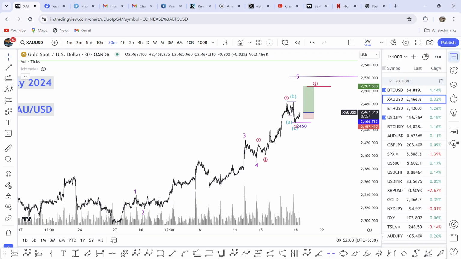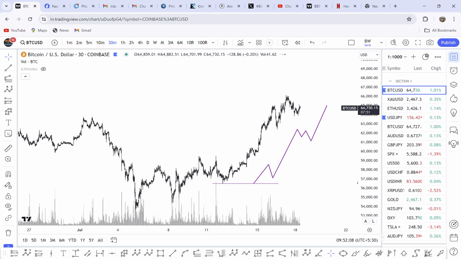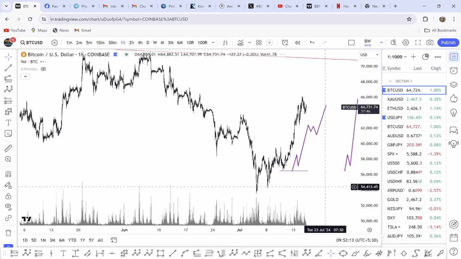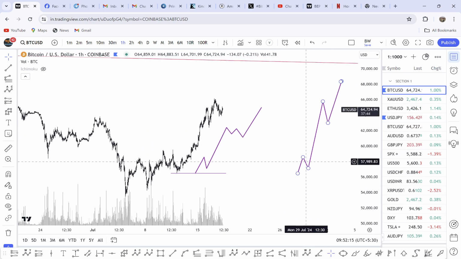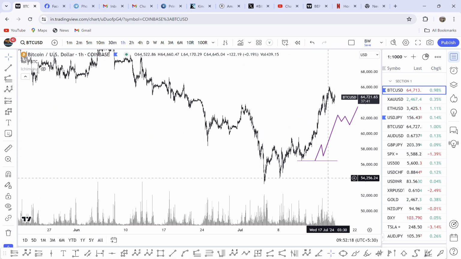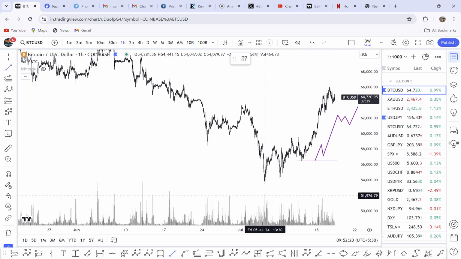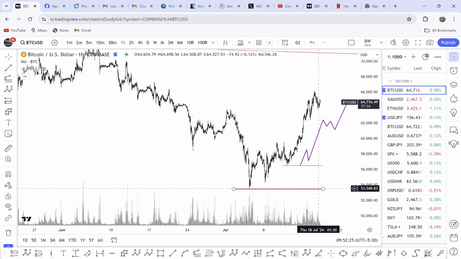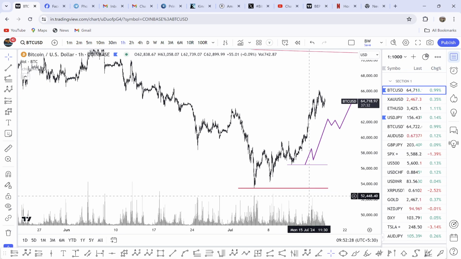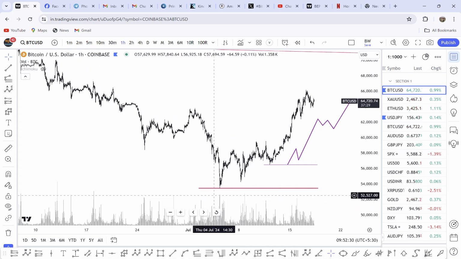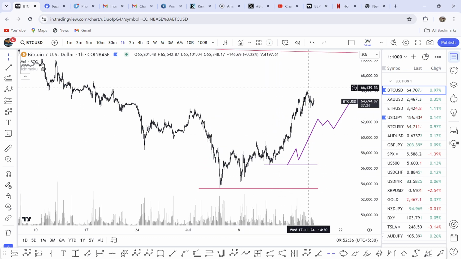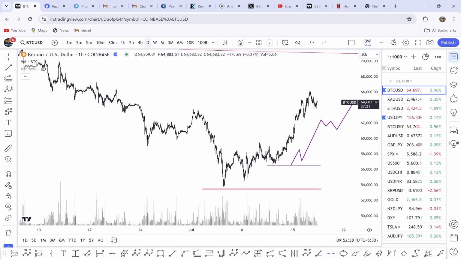Let's see any other pair like Bitcoin. Bitcoin is also in uptrend. On the prior low 53,470, I can see here this is also wave 1, 2, 3, and 4 is going on.